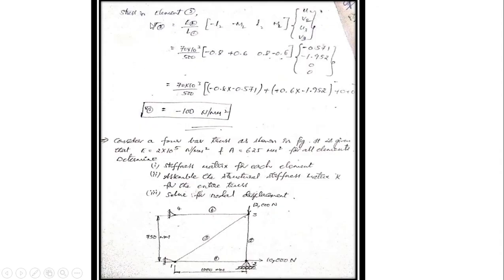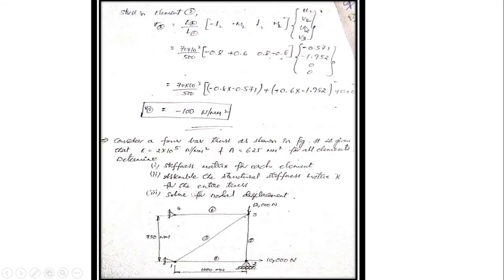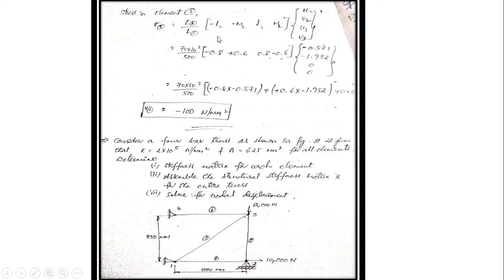And for the second element, the same formula: sigma 2 equals E2 by L2 times minus L2, minus M2, plus L2, plus M2. Same for the second bar, where we have U2, V2, U3, V3. So minus L2, here the second bar has L2 value 0.8, and M2 value minus 0.6. Substitute here: minus 0.8, plus 0.6, plus 0.8, minus 0.6.